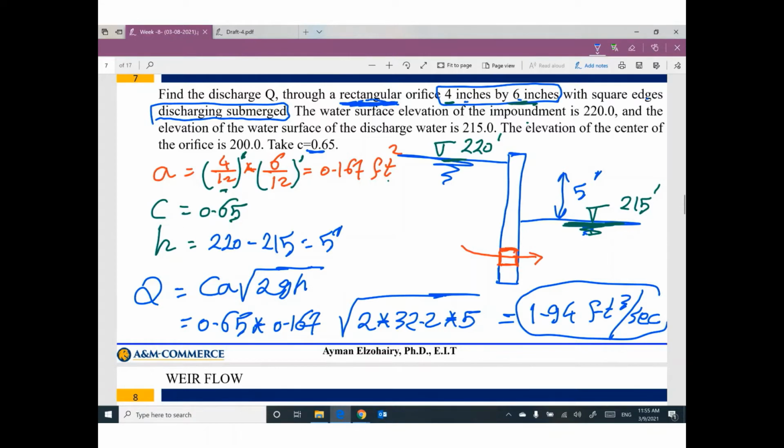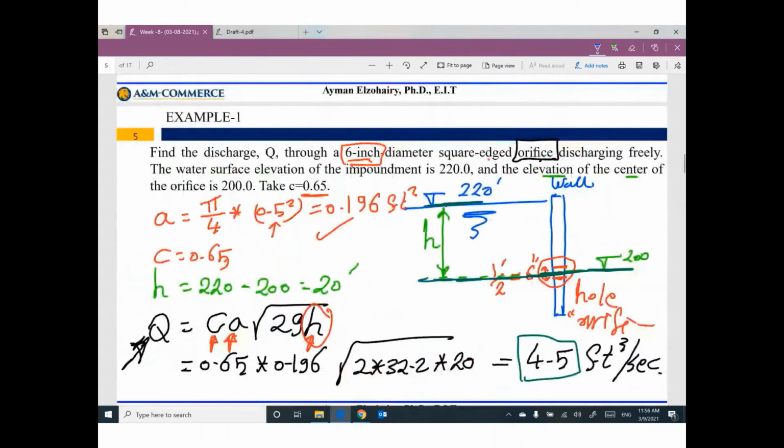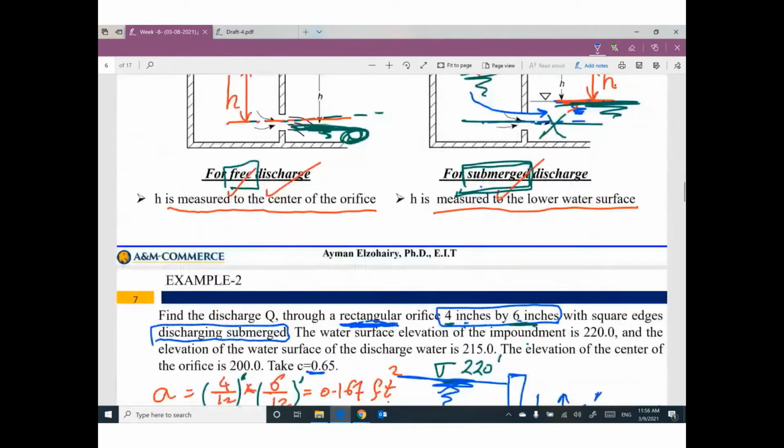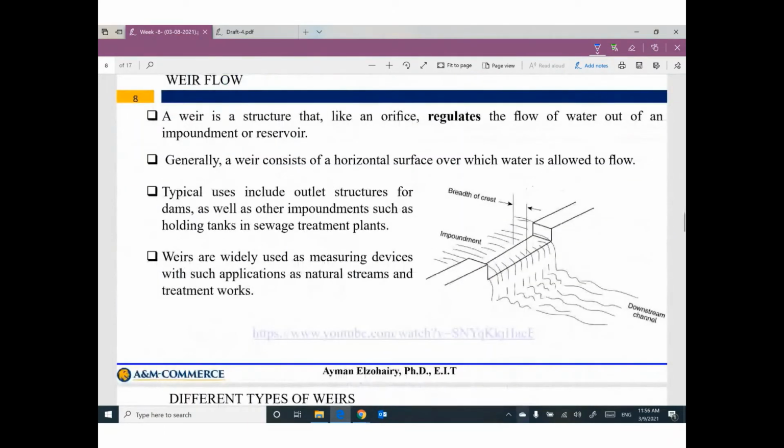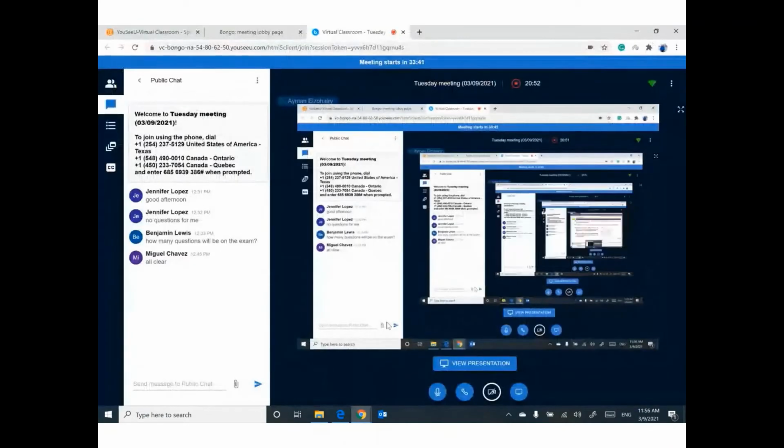Any question? So be careful and read your problem carefully. Do you have free discharge or submerged discharge? Because the only difference between this case and this case is the value of H. Submerged, it is between this water level and this water level. Free, H is the distance between the center line of the orifice and the water level. Any question so far? If you have any question, let me know.